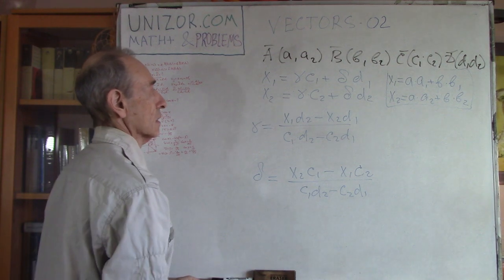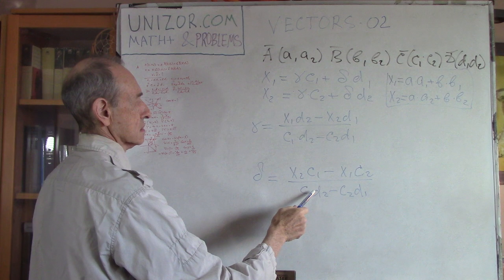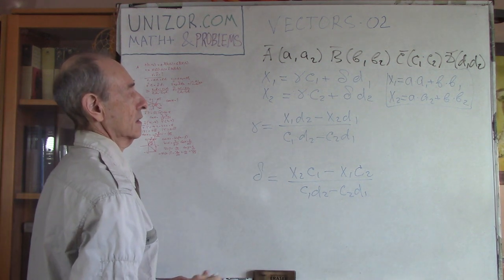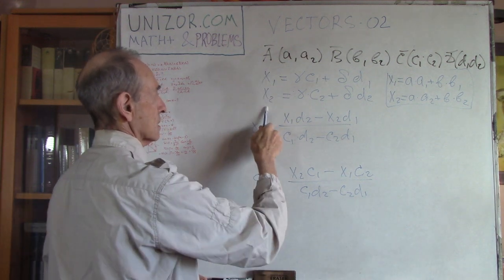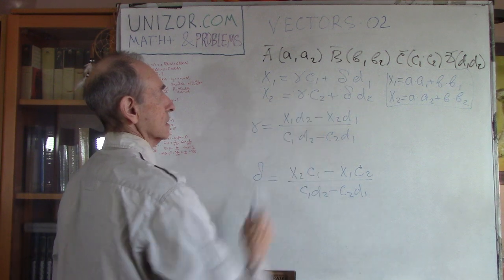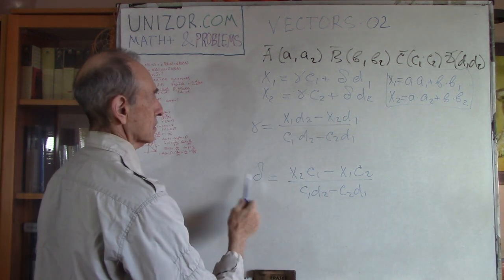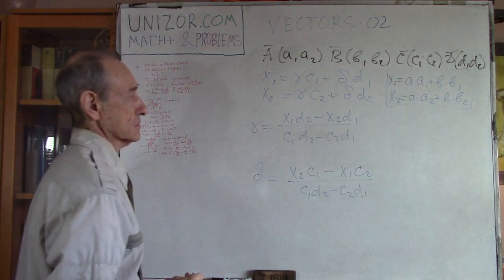So now, knowing the x, we substitute x, x1 and x2 here. So that's how we know gamma and delta. And now we can say that the same vector x, which is represented as a linear combination of a and b, now using the gamma and delta can be represented as a linear combination of c and d.